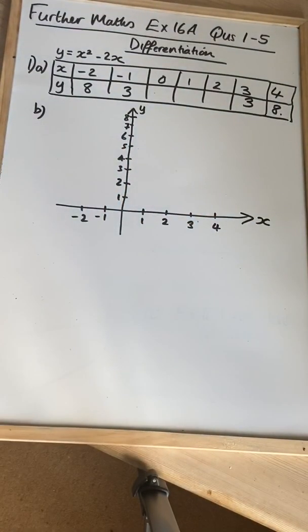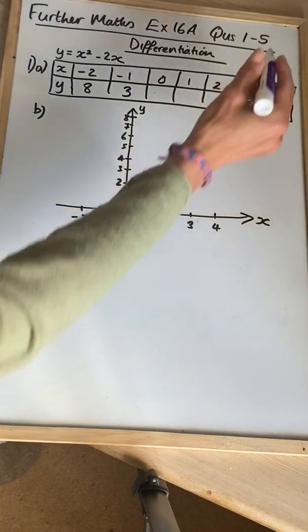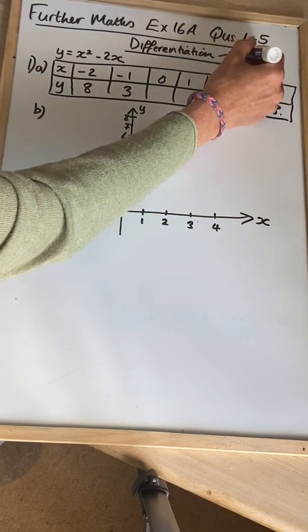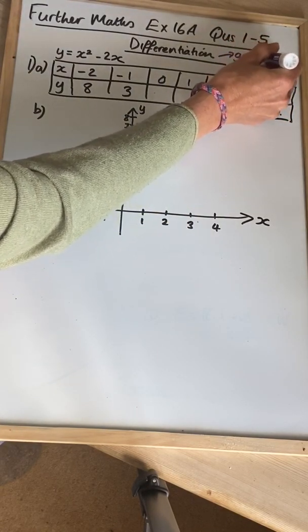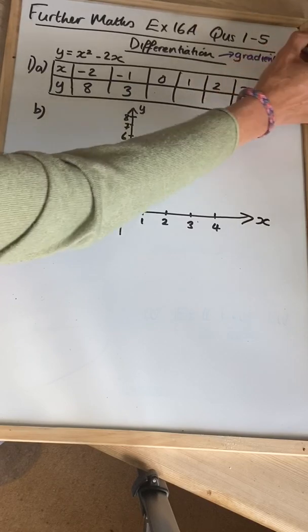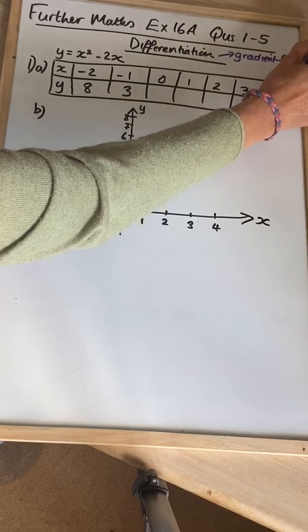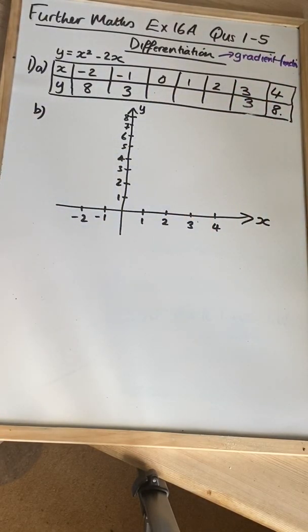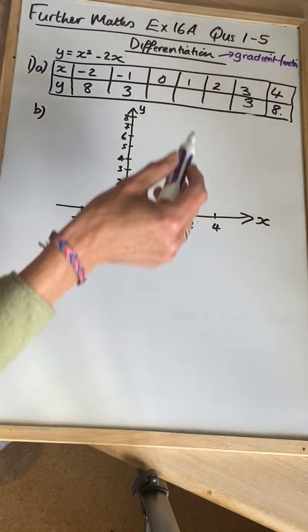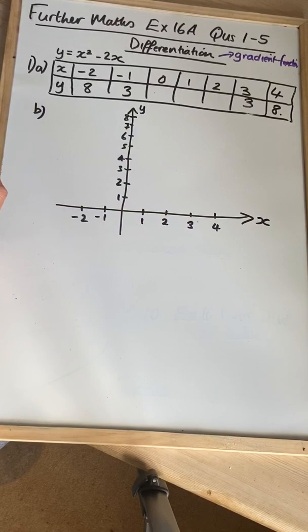Elliott's hand. Just going to talk you through the differentiation questions in exercise 16a, just questions 1 to 5. So this whole idea of differentiation, remember with differentiation you are finding the gradient function for a particular function or a particular curve. And that gradient function, if you substitute x values into it, will give you the gradient at any point on your curve, yeah?